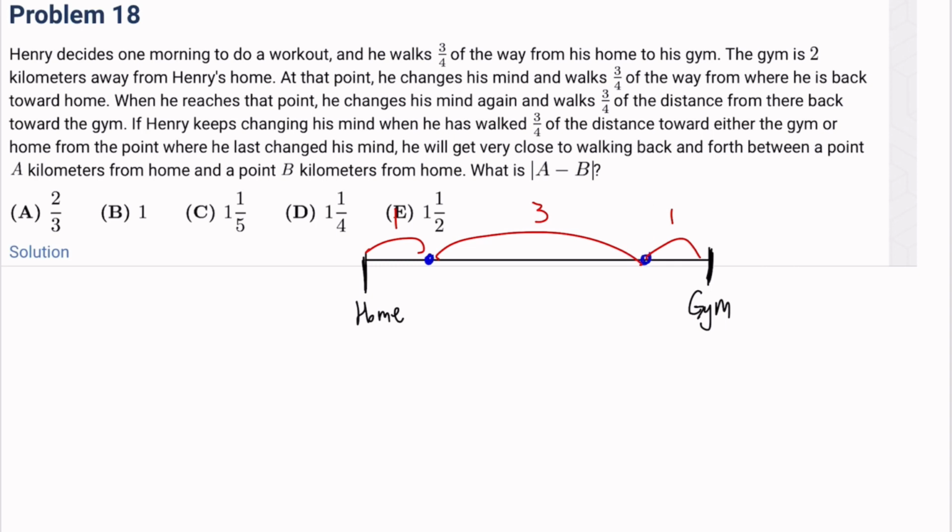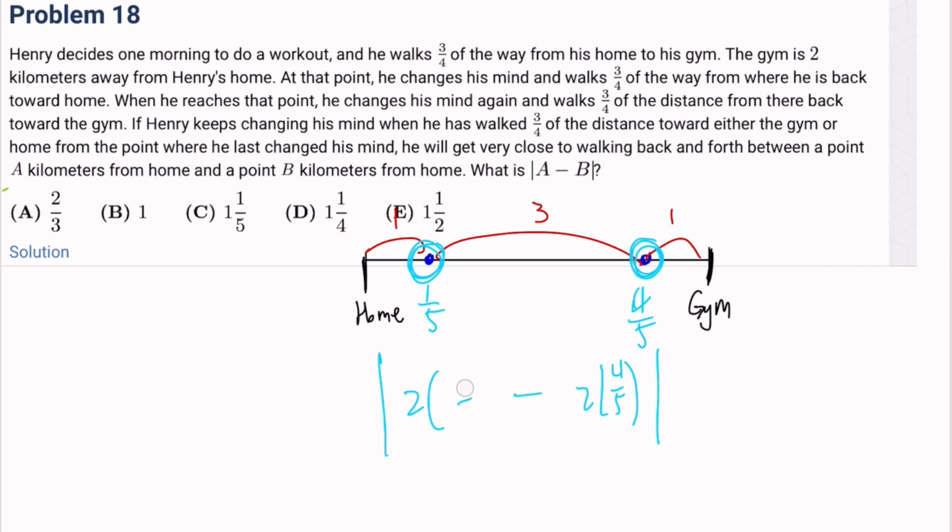And A kilometers from home and B kilometers from home. So if we look at the whole thing, this point will be 1/5 of the way, right? And this point will be 4/5 of the way. And the gym is 2 kilometers away. And so A and B is 2 times 1/5 and 2 times 4/5, right? And so the absolute value of A minus B is the absolute value of this minus this.